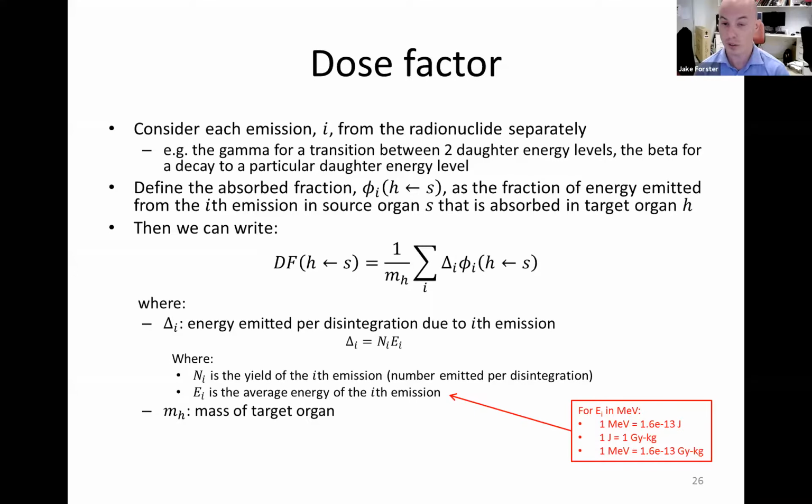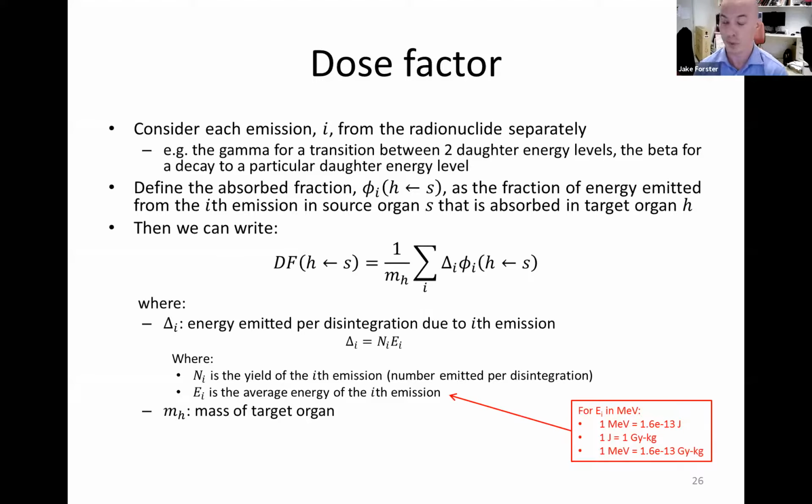And for each of these emissions, we're going to define an absorbed fraction, phi, again, as the fraction of energy emitted from the ith emission in source organ S that is absorbed in target organ H. So then if we just take the product of our fraction of energy emitted in the source organ S that is absorbed in target organ H, and we multiply that by the energy that was emitted per disintegration due to the ith emission, then we get the total energy that gets absorbed in our target organ H per disintegration.